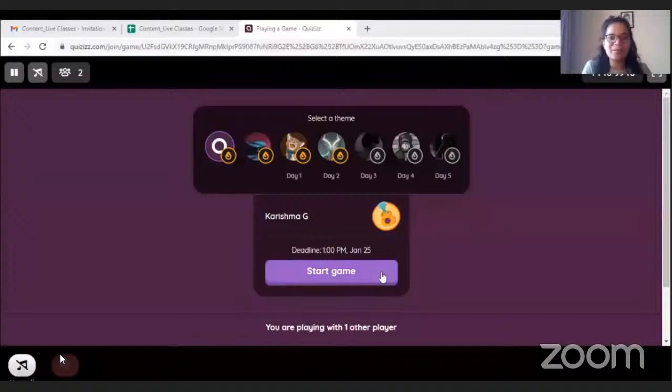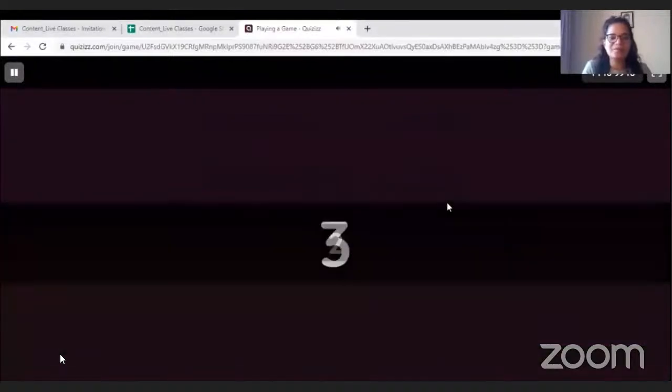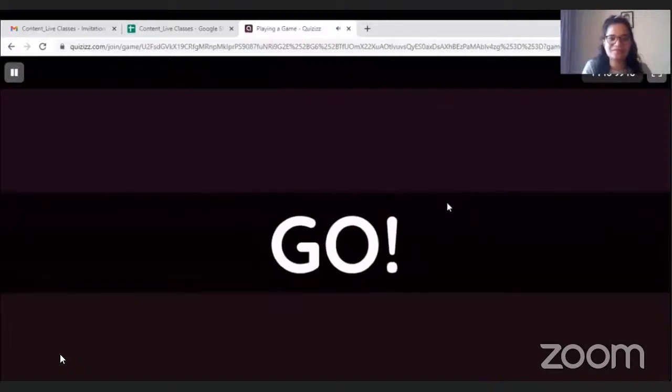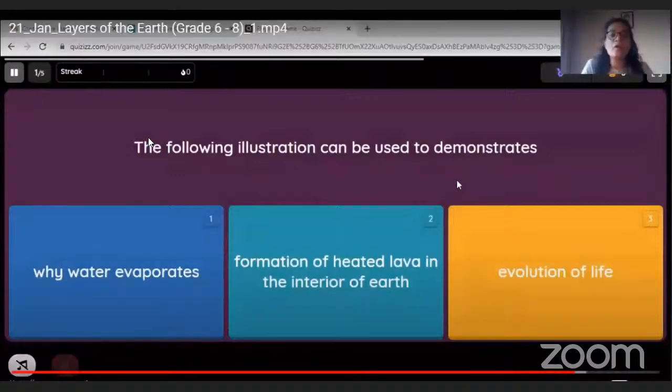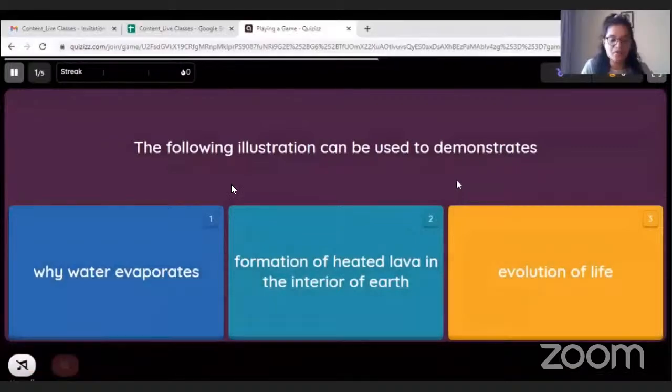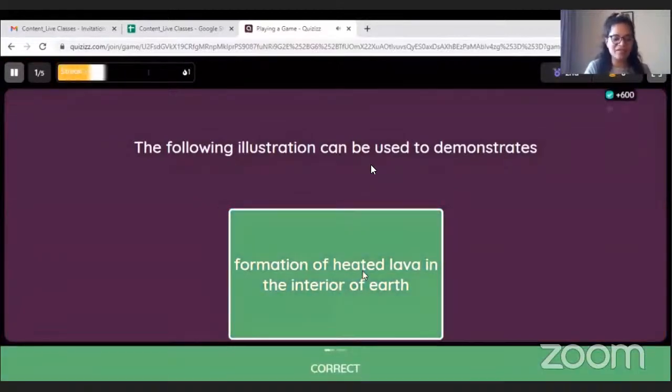Okay, can everyone see my screen? Very good. Let's go ahead. Okay, the following illustration, that means the experiment that we perform, can be used to demonstrate why water evaporates, formation of heated lava in the interiors of the earth, or evolution of life. Now, there's a lot of pressure that's being applied. That means some heat is going to be produced. Definitely not water vapor, evolution of life. So it is formation of heated lava in the interiors of the earth. Good job, everybody. Very good.